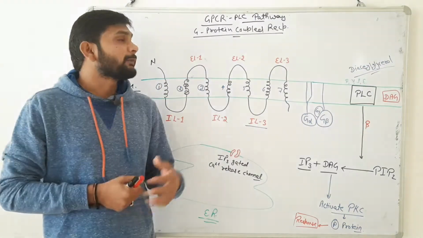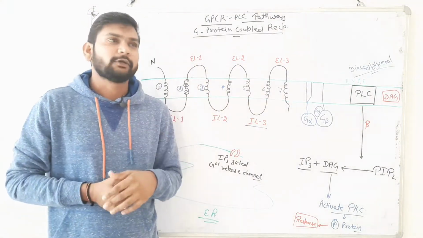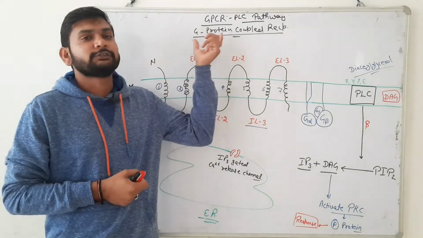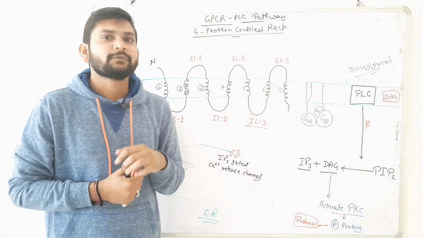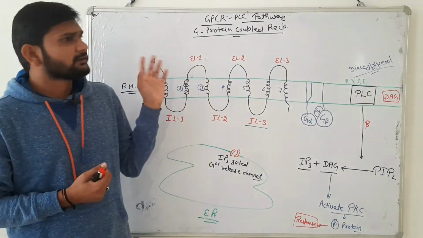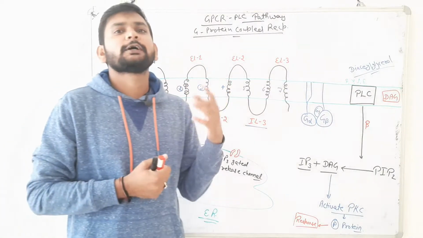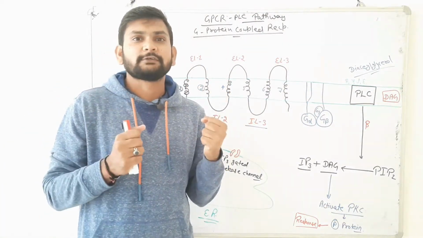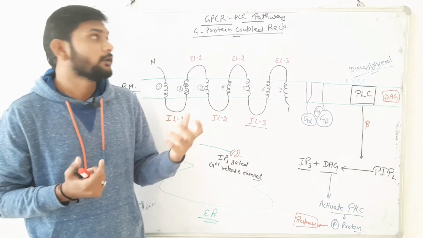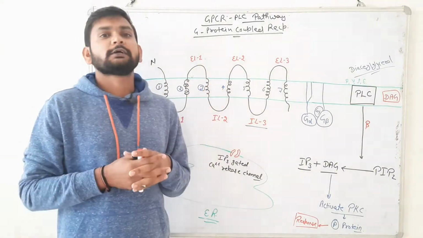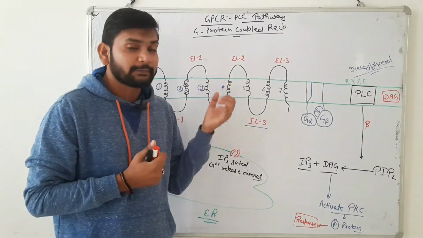Today we will discuss the GPCR-PLC pathway, meaning the GPCR protein, G protein coupled receptor, and PLC, meaning phospholipase C. Mostly it works in muscle contractions, and in sperm moving towards the ovum. These are some examples of the GPCR-PLC pathway.